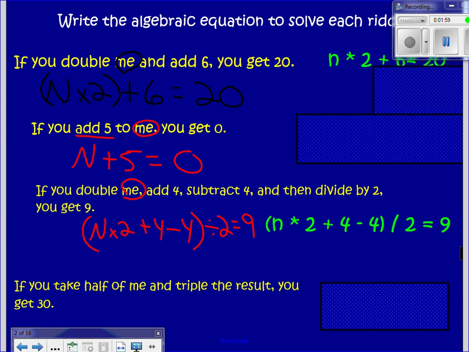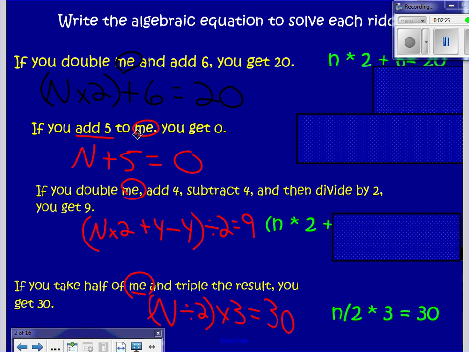Last one down here. If you take half of me and triple the result, you will get 30. So remember, me is our variable. That's our algebraic number, or letter, I apologize. We'll go with n here. Once again, it could be any letter, but let's go with n. Take half of me, so we're going to have to divide that by 2. And then we're going to triple it. The result will be 30. N divided by 2. Remember that slash means divide.